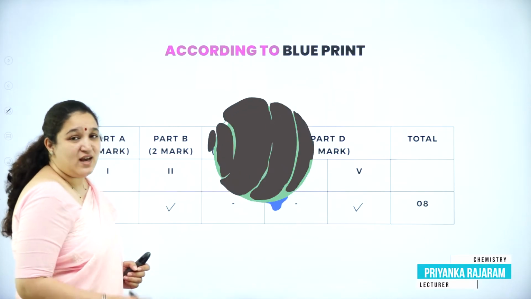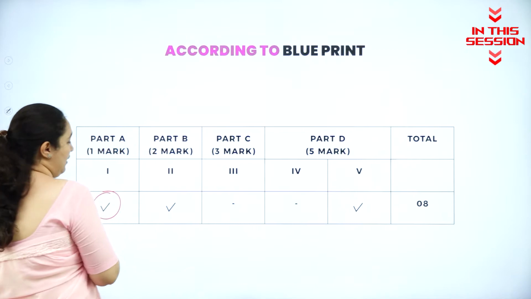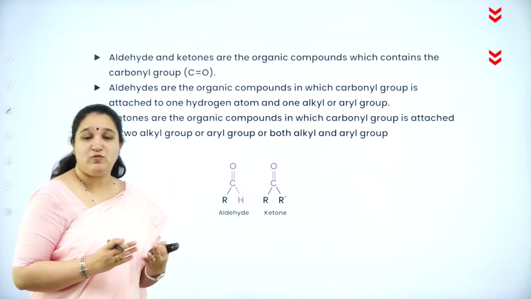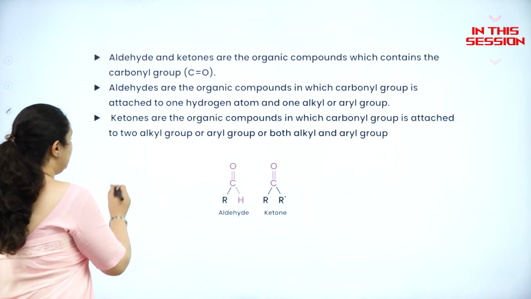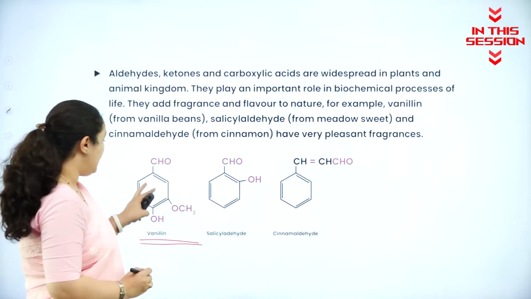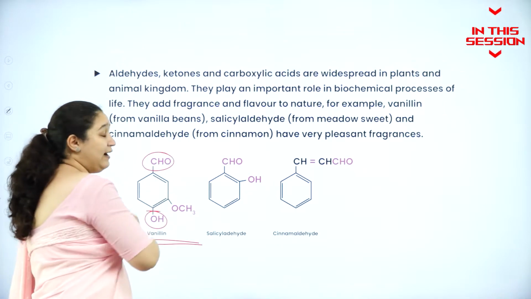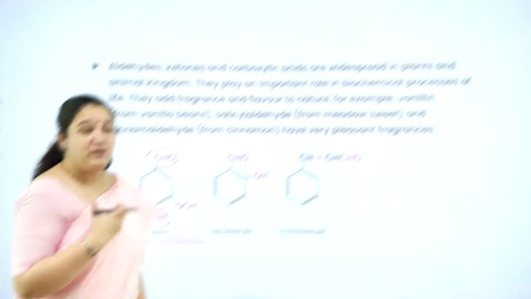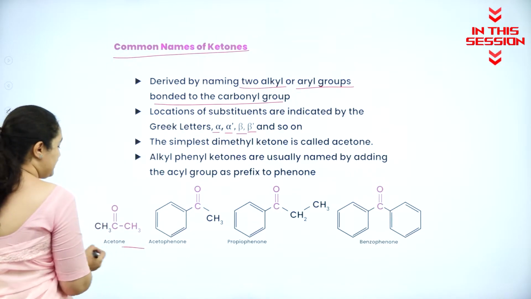The weightage is 8 marks. You can expect one mark question. These three types of organic compounds have one thing in common, that is the carbonyl group. So you can see this is the structure of vanillin, which contains an OH group and an aldehyde group. The simplest ketone which we can find is acetone.